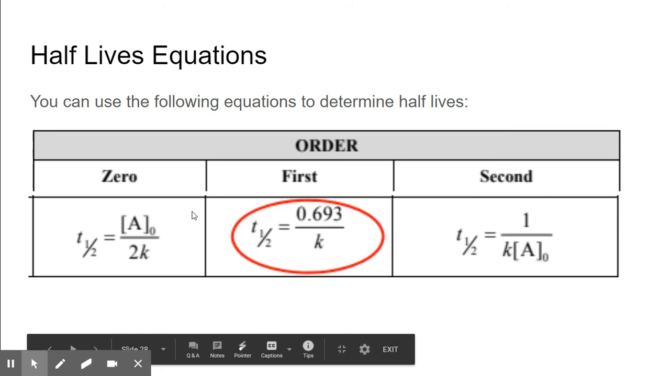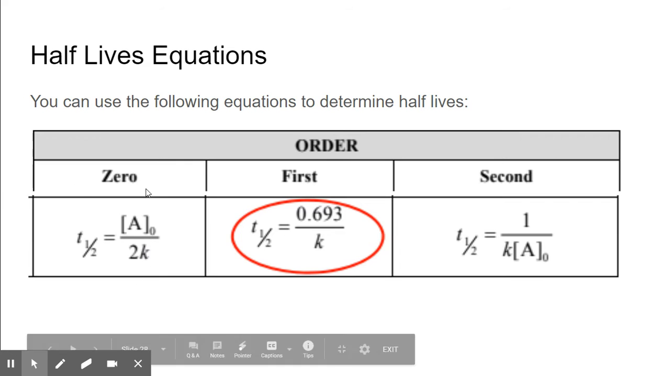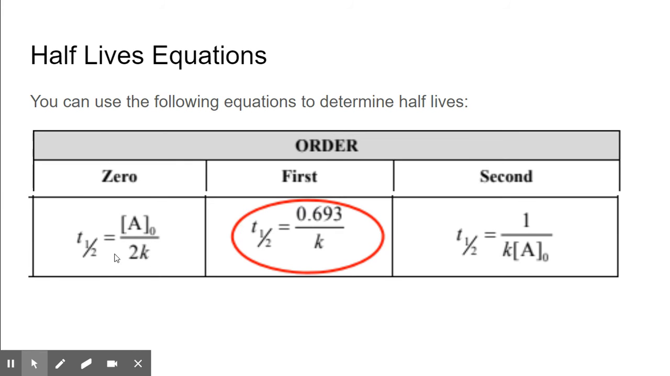second order. Okay, first order, if we want to just use an equation to figure it out, these are the equations we're given. T1/2 equals the initial concentration over 2K. That's for the 0 order reaction. Okay. And K is the rate constant. For first order, it's really simple. T1/2 equals 0.693 over K. And for second order, it's T1/2 equals 1 over K times the initial concentration.